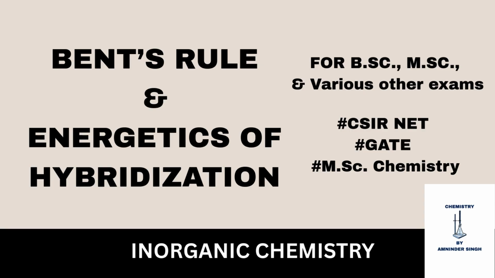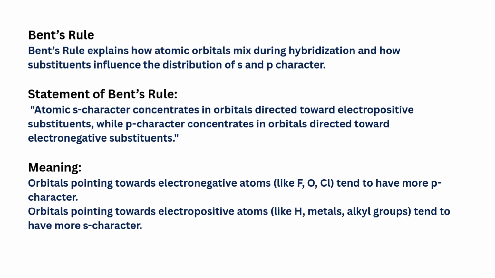Today we are going to discuss Bent's rule and energetics of hybridization. Bent's rule helps us understand how atomic orbitals mix during hybridization and, more importantly, how the substituents around an atom influence whether a bond has more s character or p character. The rule states that atomic s character concentrates in orbitals directed toward electropositive substituents, while p character concentrates in orbitals directed toward electronegative substituents.